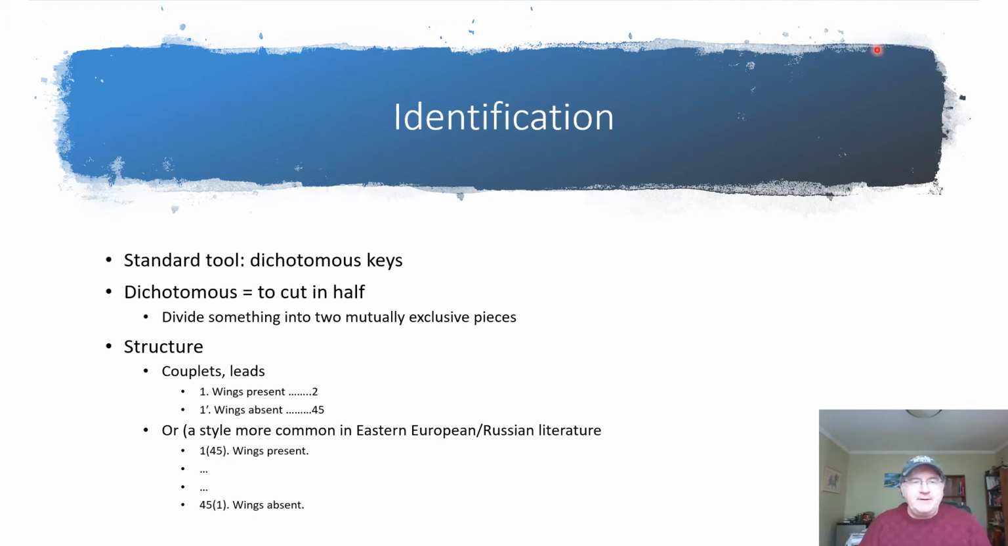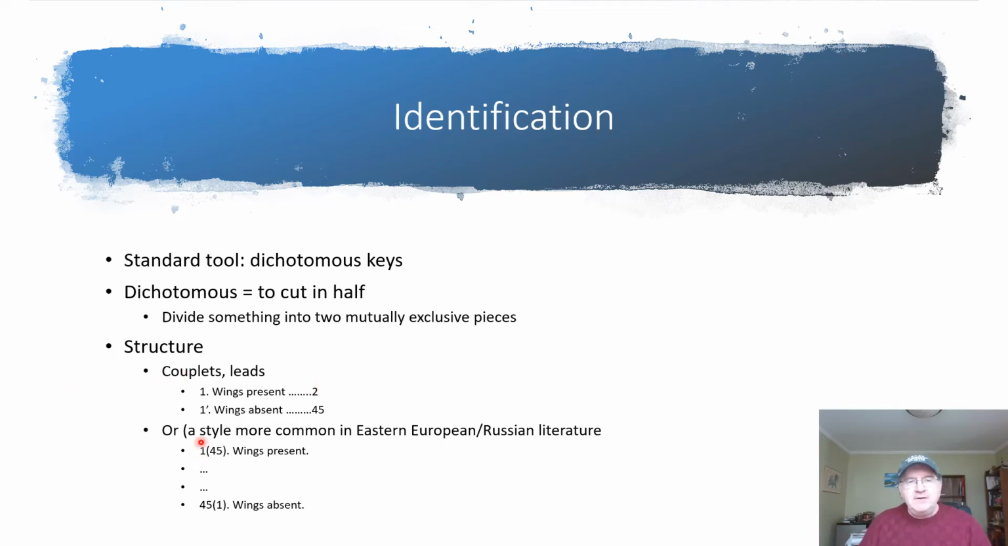So as an example, I've got a very simple-minded example here. You come into the beginning of a key, and number one means it's the first couplet in the key. Sometimes you'll see 1' for the second half of the couplet. Sometimes people will just put a 1 and a dash or something like that. In this case, I only have a single character. Wings present. If you look at the specimen that you have in hand, and by golly, there are wings on it, then you go to couplet number 2 and continue the process.